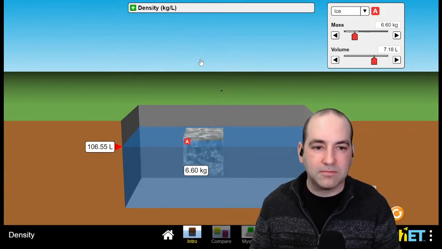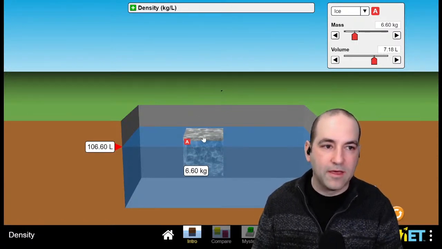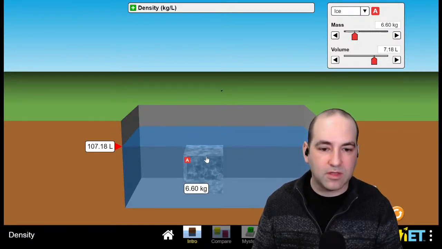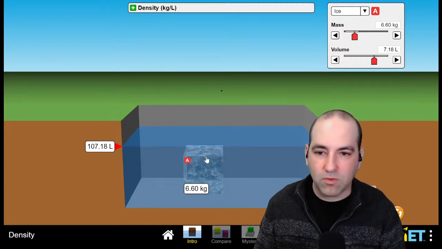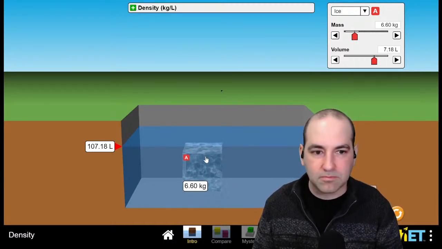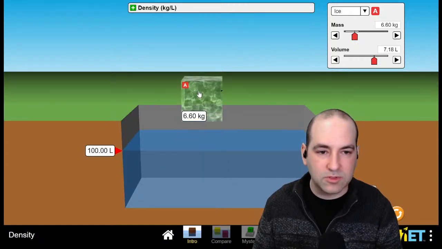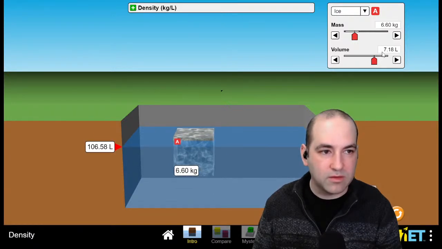And we drop it in, and ice, the density of ice is a little bit less than water, so it floats with a little bit sticking out on top. So in order to find the volume, we actually have to submerge this entirely. And so submerging this entirely shows us that the volume is 107.18 liters. And so the overall density is the difference between what happens when it's out versus what happens when it's in, which is 7.18 liters, which is what the volume says over here.